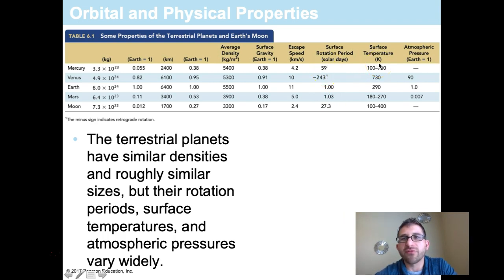In terms of surface temperature, these are in Kelvin. Remember, that's starting the scale at absolute zero, where zero is the lack of molecular motion, the vibration of particles or atoms within a substance. That would be the zero point, absolute zero. And in terms of atmospheric pressure, once again, we're using the Earth as our standard. So you can see a planet like Venus, for instance, has 90 times the surface pressure of Earth.